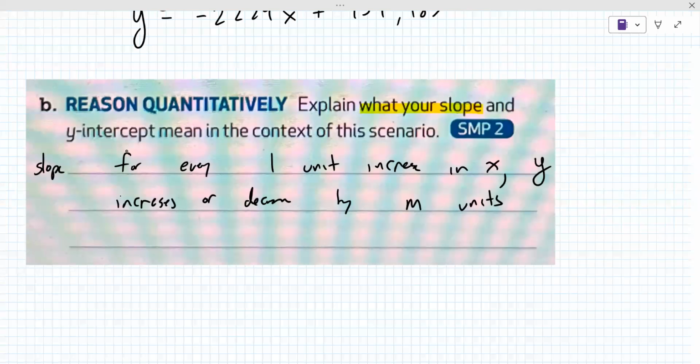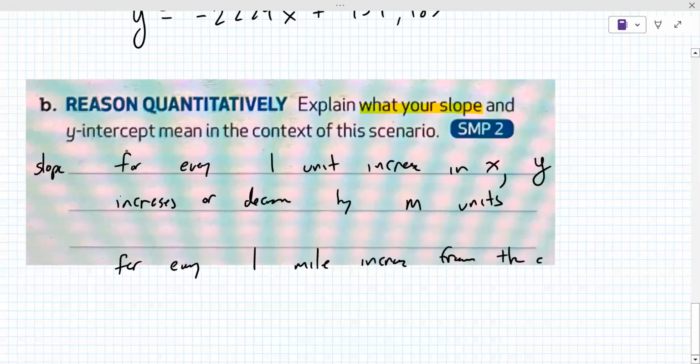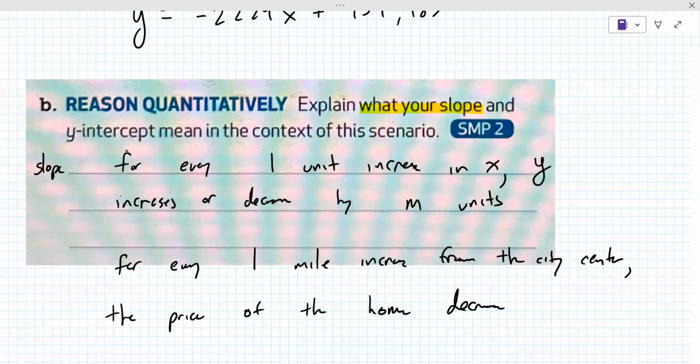So for your problem, it's for every 1 mile increase from the city center. Notice I don't say x, I just say what the variable is. The y value, the price of the home, decreases by $2,224. Okay, so the 2,224. Got it.